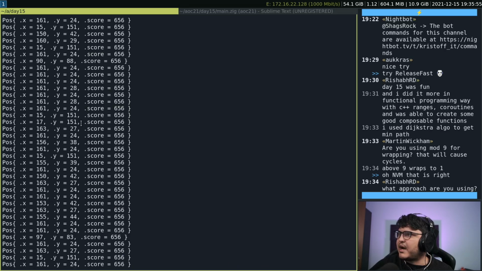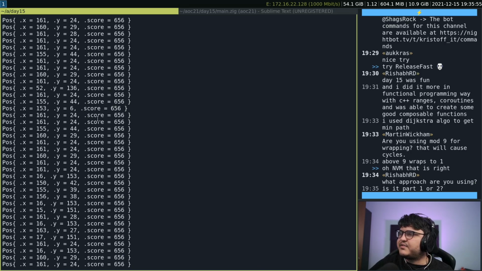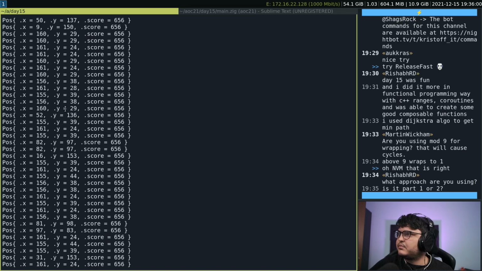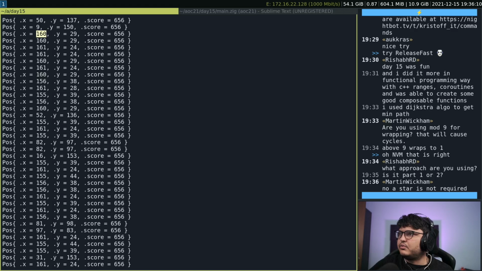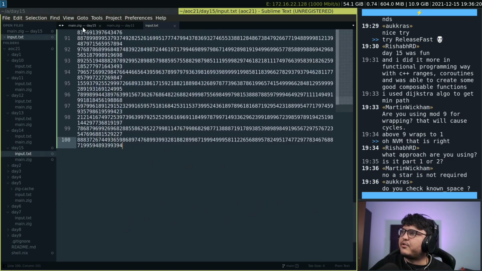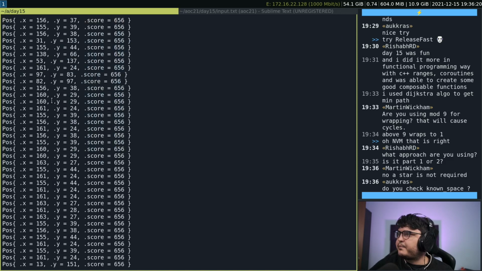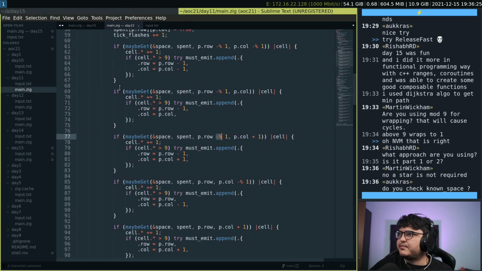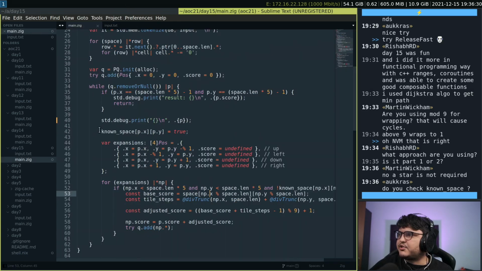Is this the moment where you add A star stuff? Part 2. You don't have coordinates that go past 10 in part 1. Also, wait a second, I'm dumb. No, sorry, you have them past 100. You don't have them past 100. That's what I meant to say. You check known space. I do check known space. And I should not have deleted that check, I think.